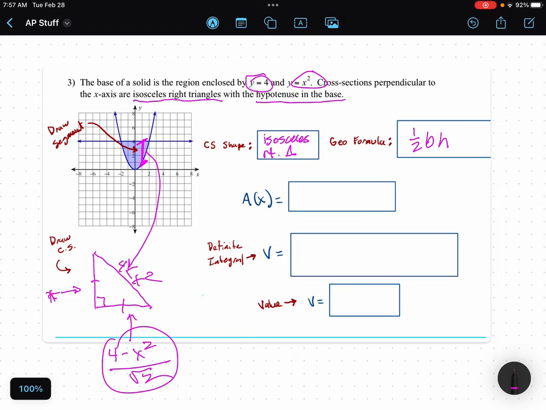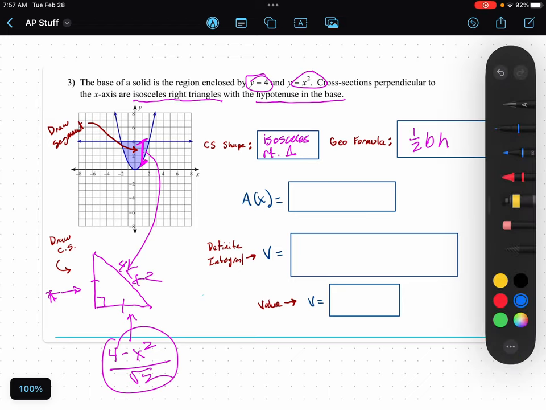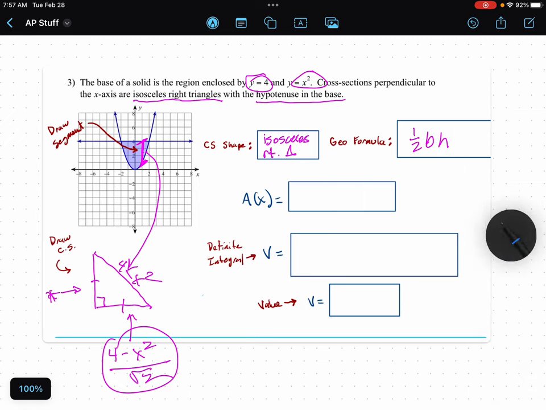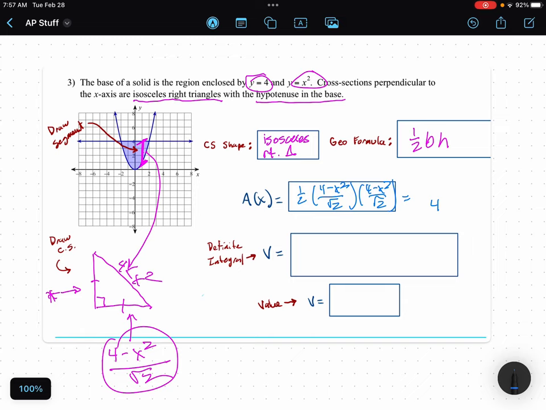So our area formula, and I'll write this in blue here in the box, is going to be 1/2 times (4 minus x squared) over the square root of 2 times (4 minus x squared) over the square root of 2. I should have simplified that before I wrote it in the box, so I'll do it here on the side. Square root of 2 times the square root of 2 is 2, and then there's another 2 there, so that's going to be a 4 on the bottom. And on top, I've got 4 minus x squared twice, so that's squared.